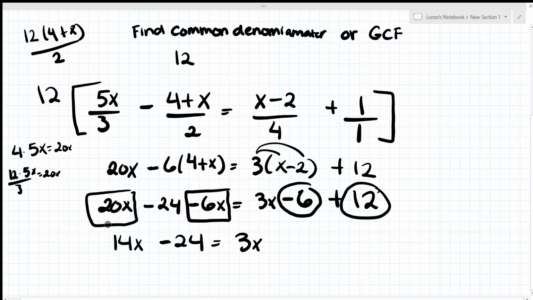Did I do this right? 20x minus 6 is 14x. Good. Yes. 12 minus 6 is 6. Positive 6. Remember, my goal is to solve for x.